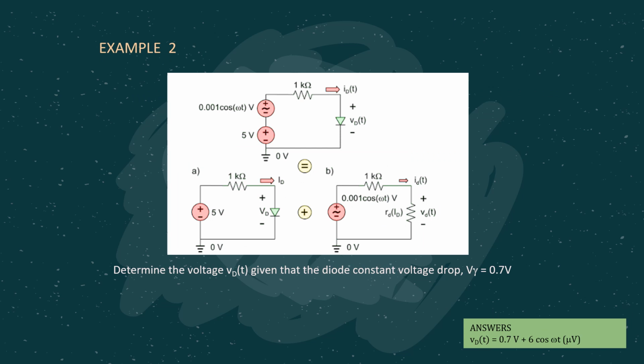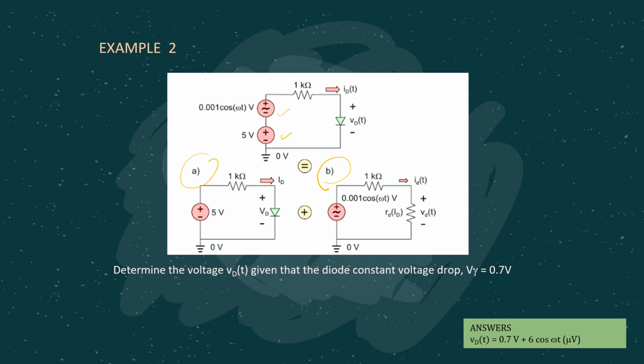Okay, for this example, the circuit schematic looks a little bit different, but it's actually just the same, where the diode circuit contains both AC and DC. So as you know, we start with the DC analysis first, okay, as shown in circuit A here, and then only we continue with AC analysis.